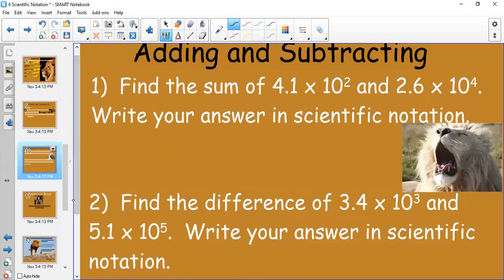And actually there is a mistake on this one. On number 2, these 2 numbers should be switched around, else I'll get a negative answer and I don't want that.